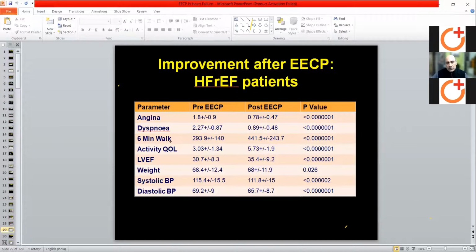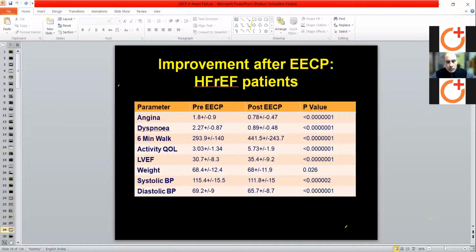So in a nutshell, what the parameters did improve is, if you look at dyspnea score, on an average it was 2.27, and it reduced to 0.89, and the p-value was as low as 6 zeros, and 29 zeros were there. So this was a substantial improvement by ECP. The 6-minute hall walk distance on an average from 293 improved to 441, almost 150 meters improvement. That means 50% improvement, which is substantial. Again, p-value is significant.